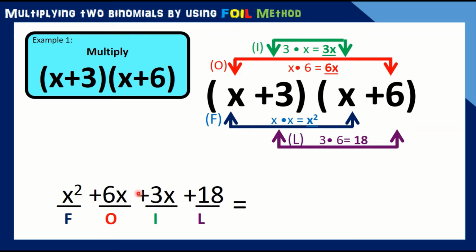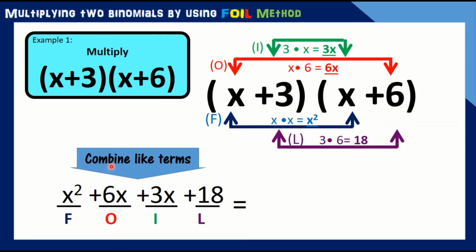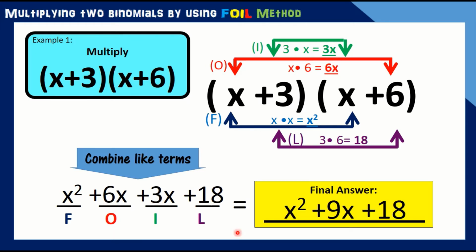And the last step, after obtaining these terms, is to combine the like terms. Like terms here are 6x and 3x. Since they have the same signs, you are going to add the absolute values. So, the final answer is x squared from the first term, and then 6x plus 3x equals 9x, plus 18, which is from the last term.